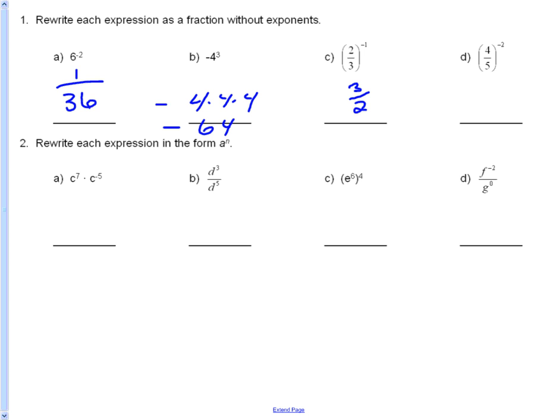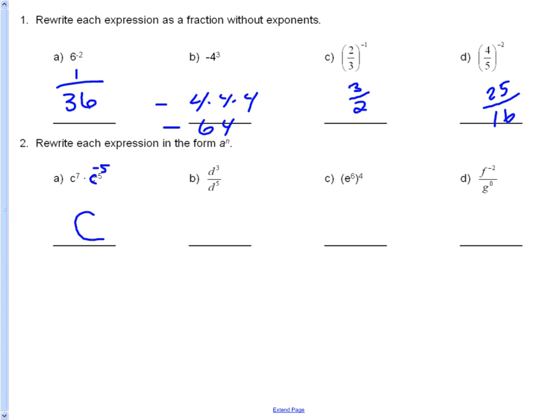Reciprocal. Okay. And how about this one? It's a reciprocal, but you also square it. And so instead of 5/4, you should put 25/16.